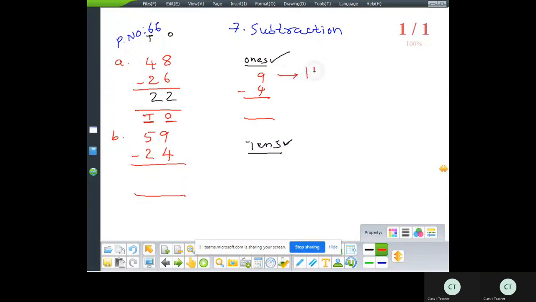9. Draw 9 lines: 1, 2, 3, 4, 5, 6, 7, 8, 9. From 9, we subtract 4, means cut 4 lines from 9 lines. After cutting 4 lines, there are 1, 2, 3, 4, 5. 5 lines are there. 9 minus 4 is equal to 5. This answer 5 we write in 1's place.